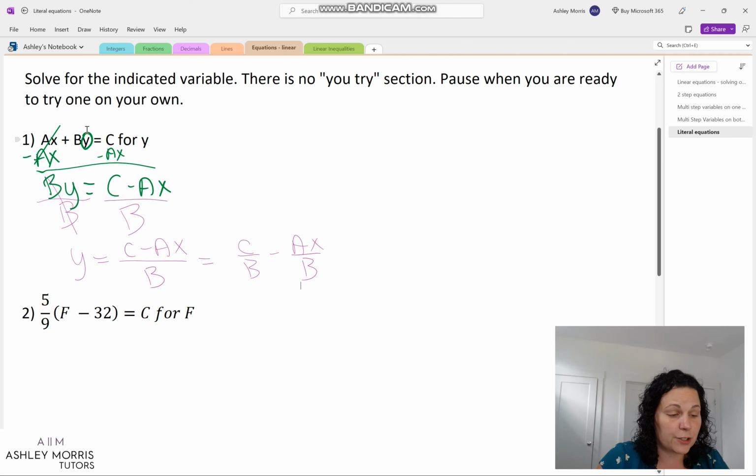And eventually you'll see this a whole bunch. It's the standard form for a line. So you're going to solve that for y a lot, but it'll have some numbers in it usually.